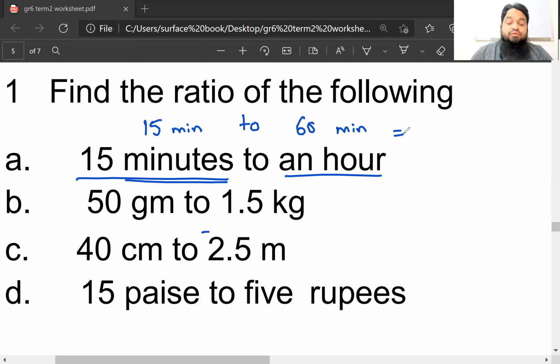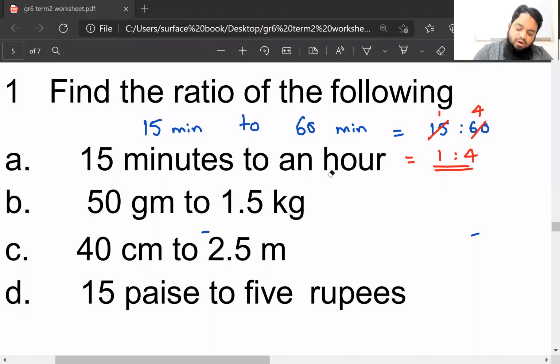Now I can represent them in ratio. 15 to 60 minutes will be written in ratio as 15 is to 60. I think you people are very good in mathematics. 15 ones are 15 and 15 fours are 60. So how can you write it? You can write it as 1 is to 4. So 15 minutes to an hour is equal to 1 is to 4. Now let us see the next one.